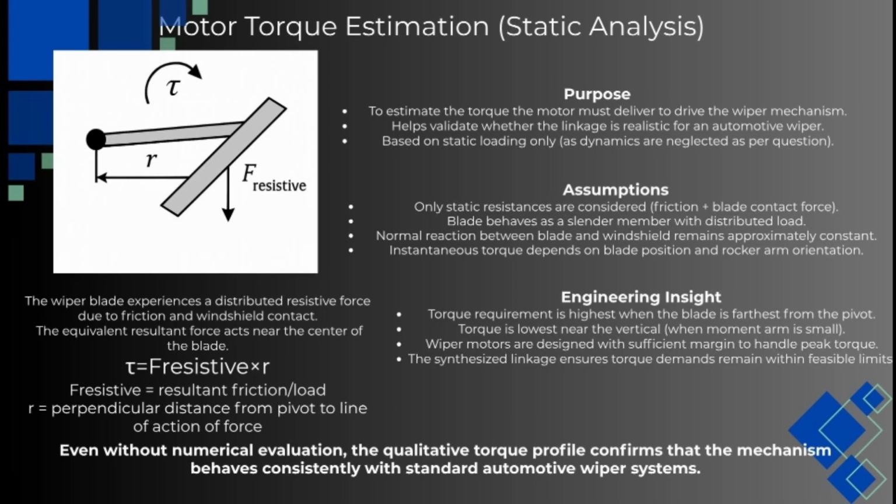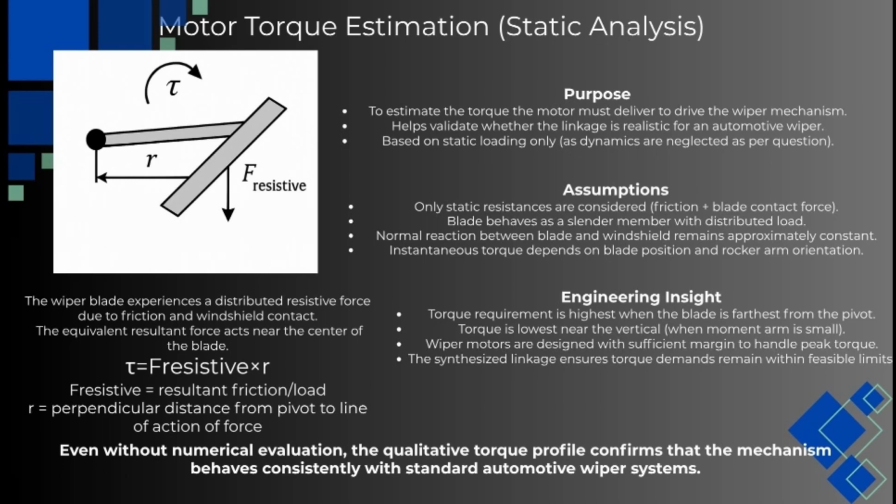We treat the wiper blade as a slender member subjected to a distributed load across its length. The reaction force between the blade and windshield is assumed constant during each sweep. The perpendicular distance from the blade's pivot to the line of action of this resistive force influences the required torque at every instant. The torque required, tau, at any point is given by tau equals F resistive times R.